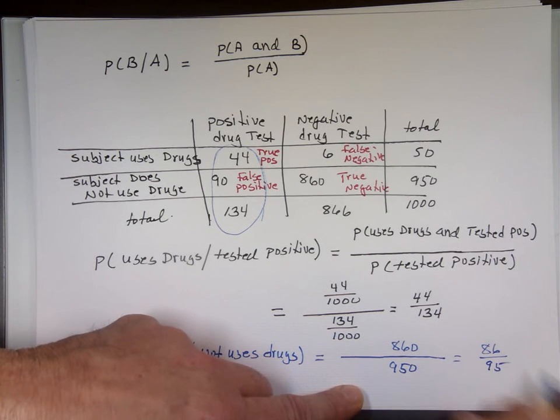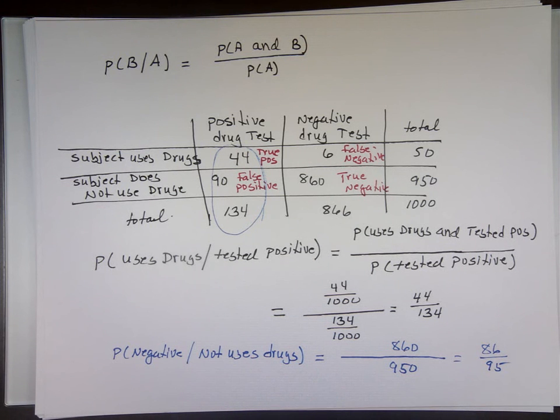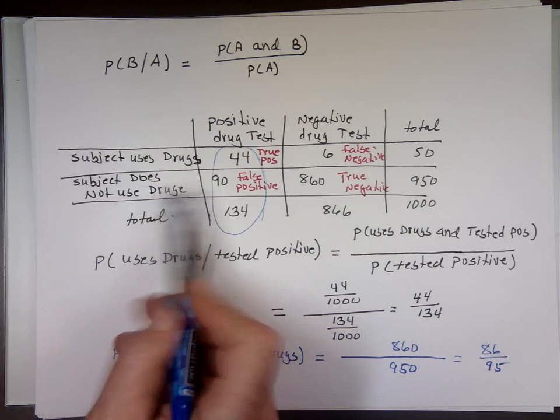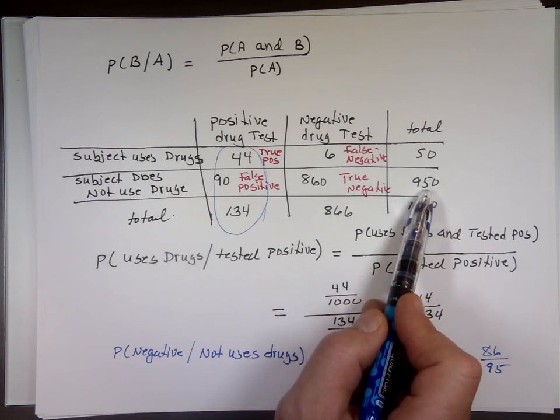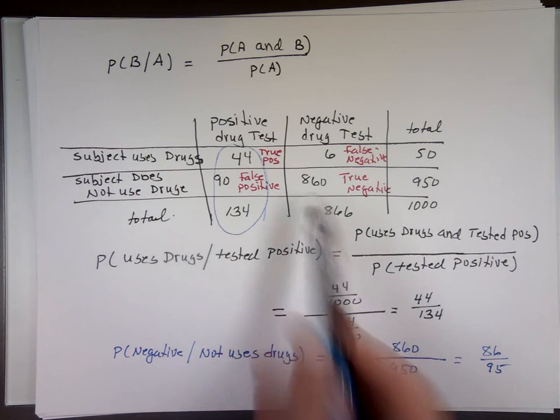If that was your answer, maybe you wouldn't want to simplify that or divide them, but that's how you can look at it. How many people here not use drug, not using drug here? All of these, the 950 of them did not use drugs. Out of those 950, 860 of them came out with negative test result. 860 out of 950.